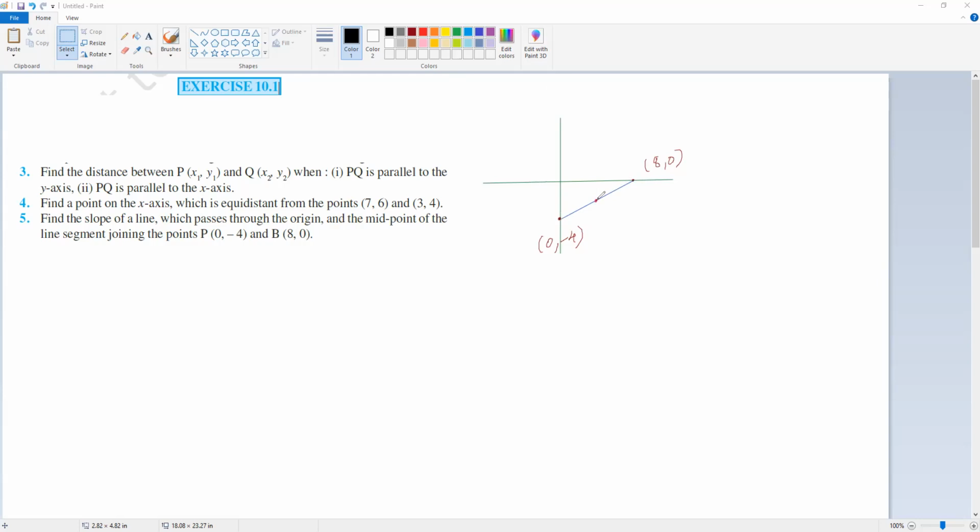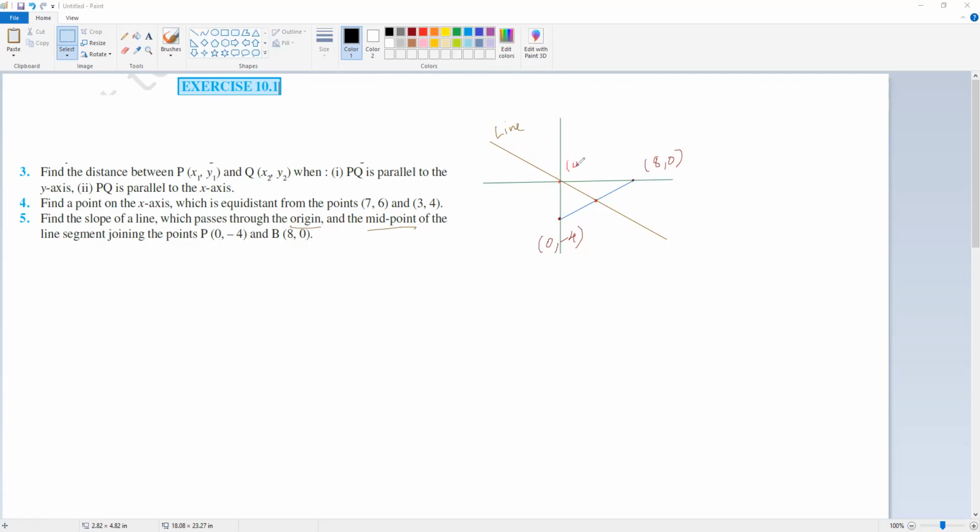Our line is passing through the midpoint and the origin. So our line is passing through the midpoint, and this is our line. Got it? The line passes through the origin and the midpoint of the line segment joining these 2 points. Is it clear? We need the slope of this line.